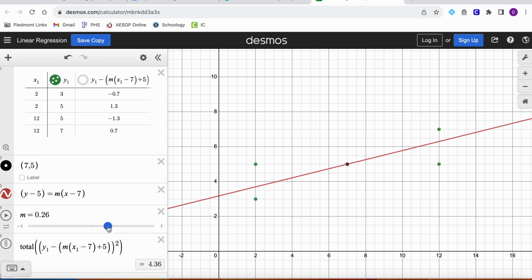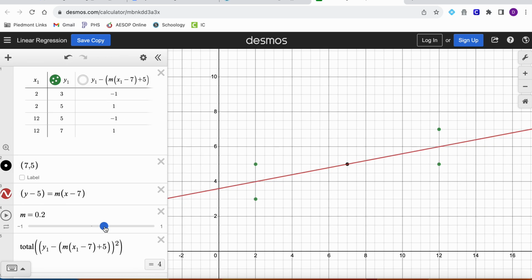So it seems like right about there is the sweet spot. Whoops, see if I can bump that back a bit. The cursor's a little sensitive. There we go. So now I've got the line. This is the line of best fit. This is the one that has the lowest squared residual. So I use a slope of 0.2, and now I've got the equation for the line of best fit.